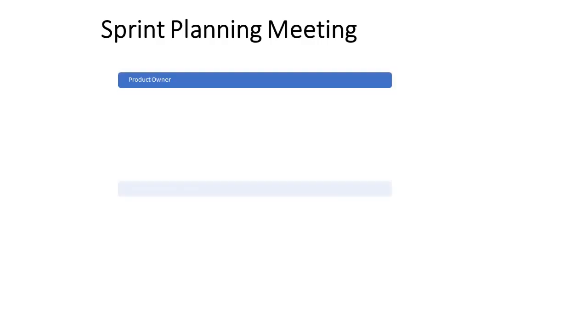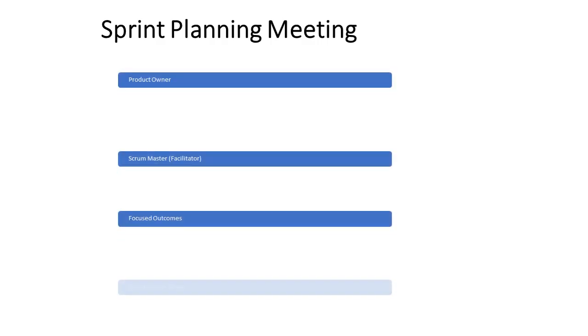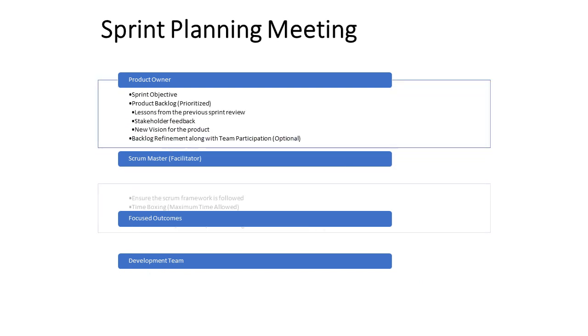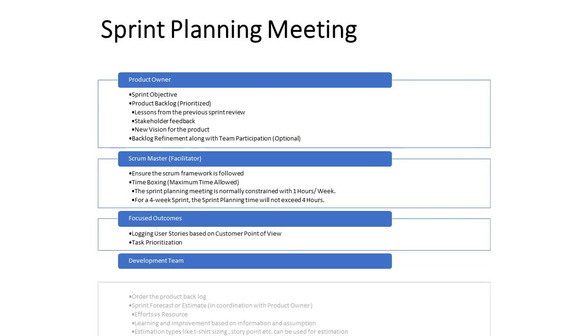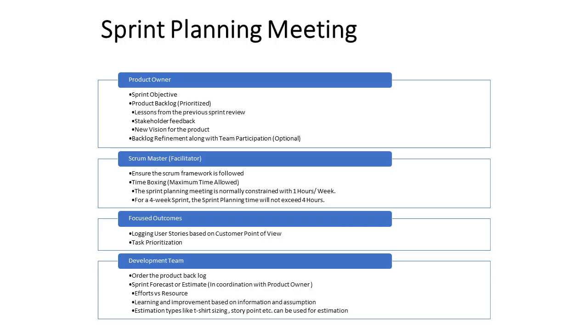The sprint planning meeting is a pivotal event in the Scrum framework, marking the beginning of each sprint and laying the groundwork for the team's work over the upcoming cycle. During this meeting, the entire Scrum team, comprising the product owner, Scrum master, and the development team, collaborates to establish the sprint goal and determine which items from the product backlog will be prioritized for the sprint.